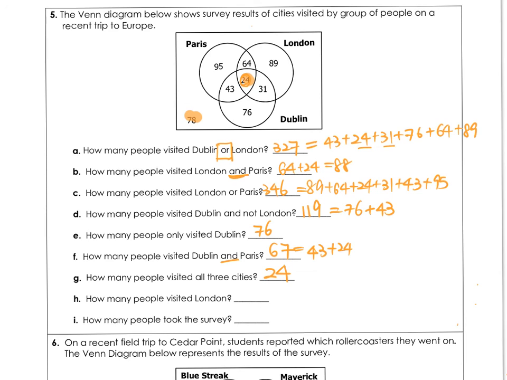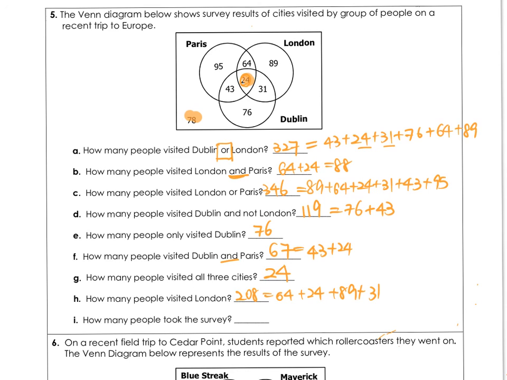How many people visited London? And that's not hard. You can just add all the numbers in the circle labeled as London. And I think it's 31, right? And that comes out to be 208 people.